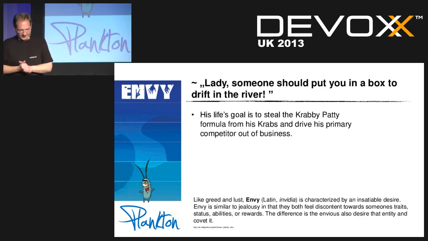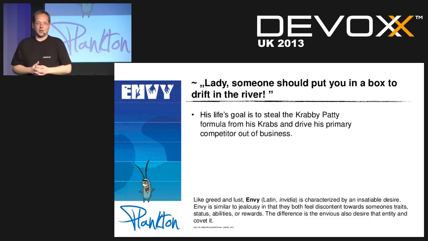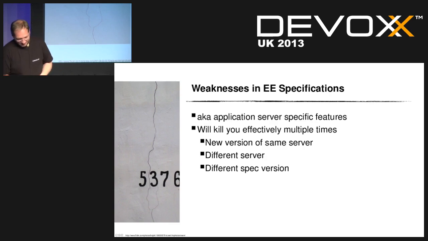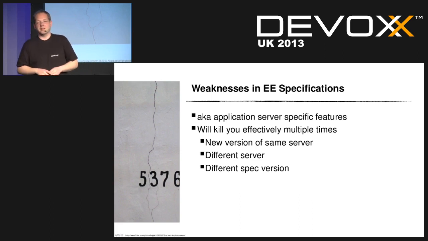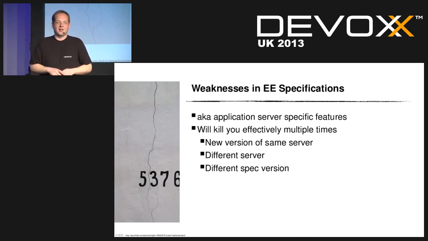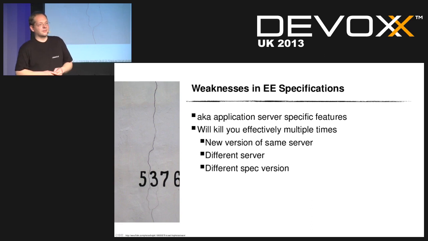Mr. Plankton. Can you see him? He's so small. He's jealous like hell, right? This guy wants to run his own business, drive Mr. Krabs out of the way. Where are we jealous? We have some weaknesses in the specification. There are some black holes. I recently discovered one that I really don't like.